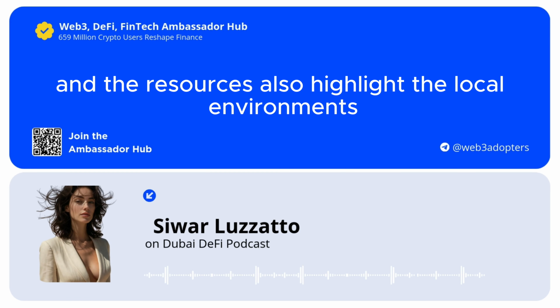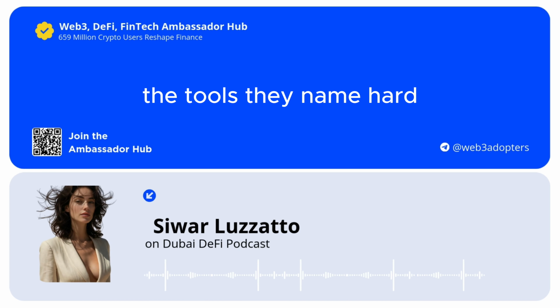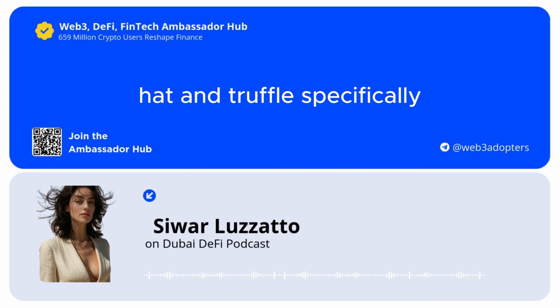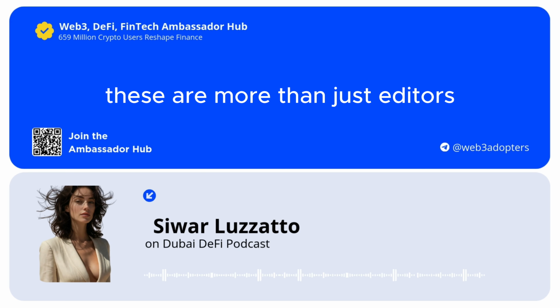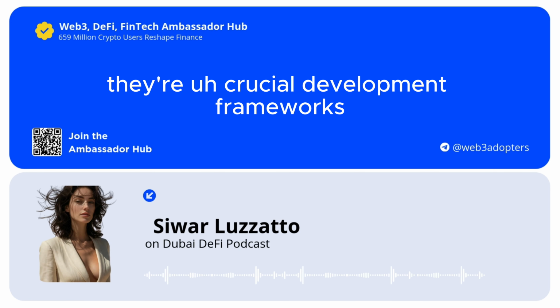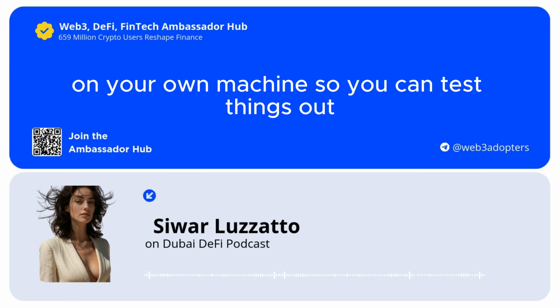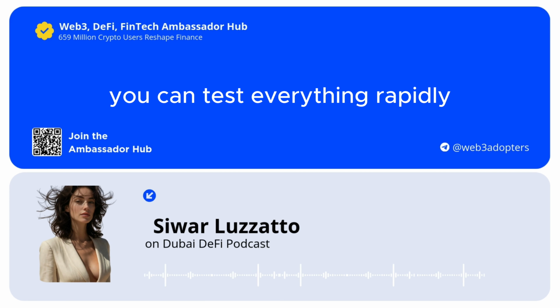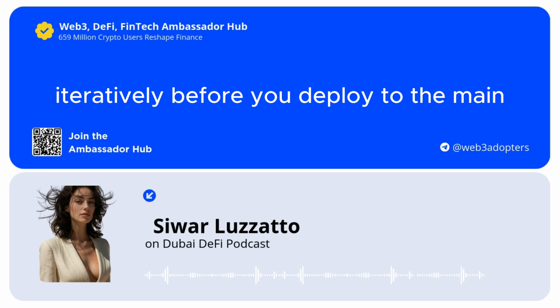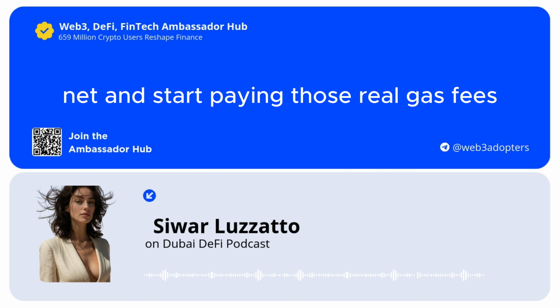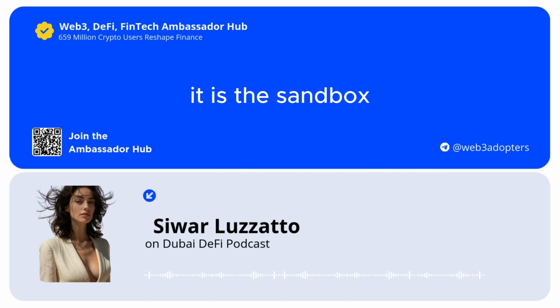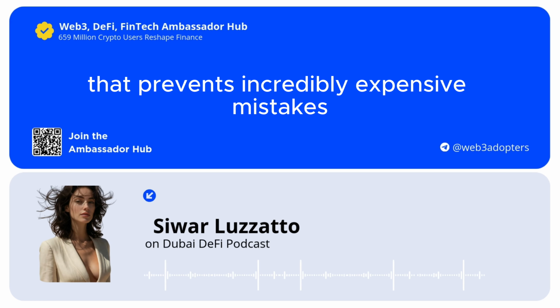And the resources also highlight the local environments, the tools. They name Hardhat and Truffle specifically. These are more than just editors. They're crucial development frameworks. Hardhat, for example, lets you spin up a local Ethereum network on your own machine. So you can test things out. You can test everything rapidly, iteratively, before you deploy to the mainnet and start paying those real gas fees. It is the sandbox that prevents incredibly expensive mistakes.